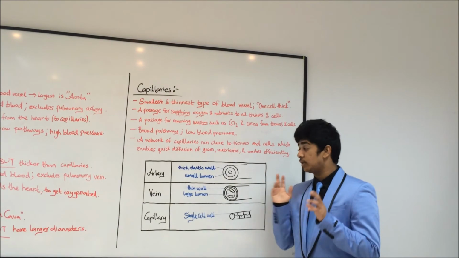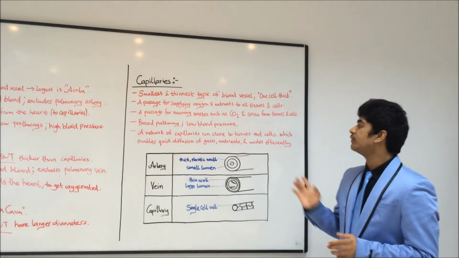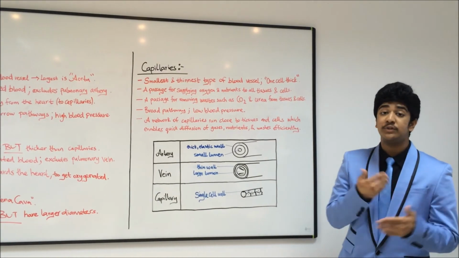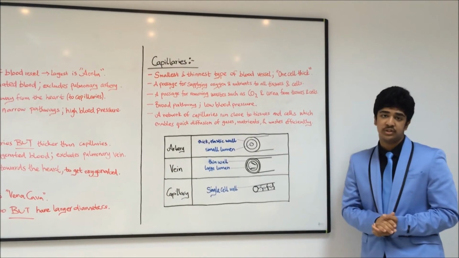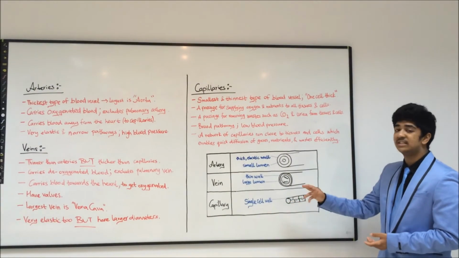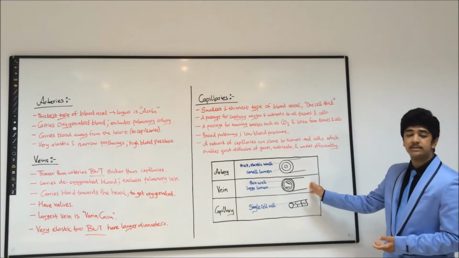And also, always note that there is a network of capillaries that run close to tissues and cells, which enables quick diffusion of gases, nutrients, and waste efficiently. So you can also have a look at the diagram here. So they're much thinner and smaller compared to arteries and veins.